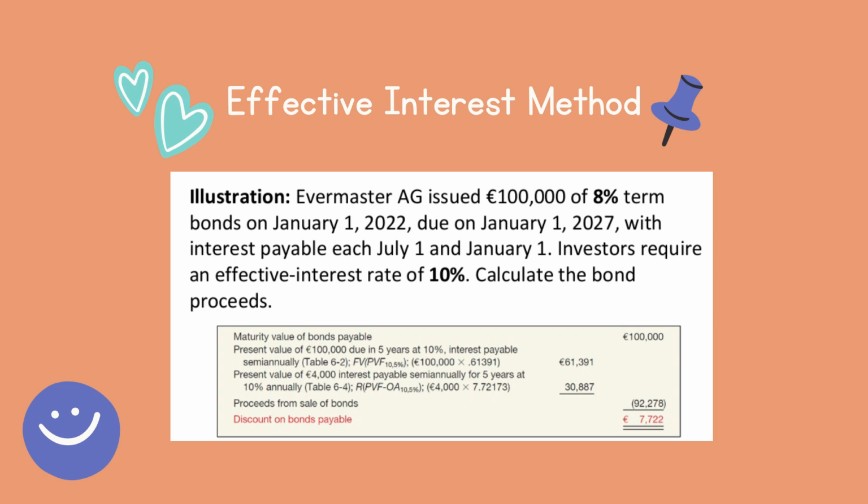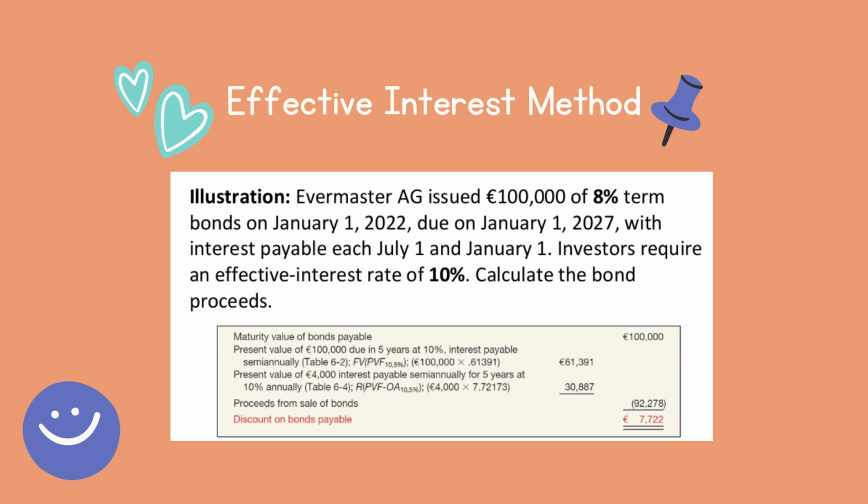Okay, investors require an effective interest rate of 10%. So he's saying that the market rate is 10%. Okay, so again, the stated is 8, the market is higher, it's 10. So when the stated is lower than the market, it's issued at discount. Okay, but what's gonna happen here?